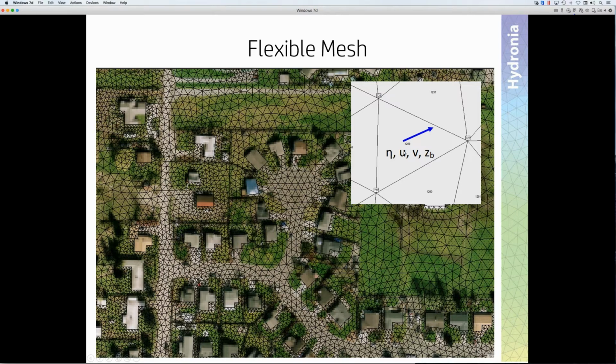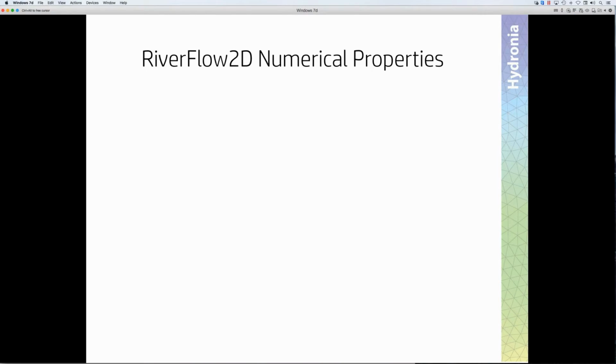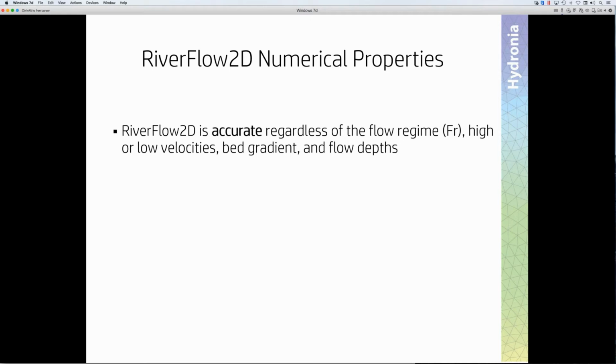The flexible mesh is formed by triangles that can have any size and can be adapted to any geometry. What we compute at the element level are the depth, velocity components, and the bed elevation, and the velocity can have any direction. So it's a full two-dimensional model that can handle any direction in the velocity.